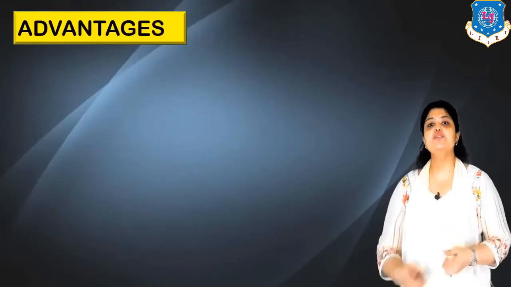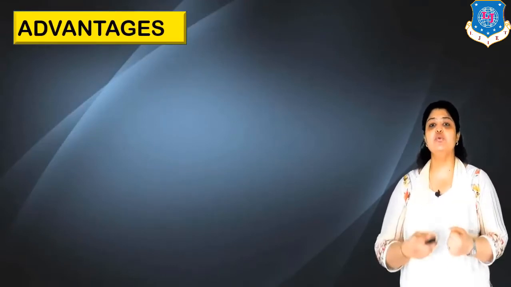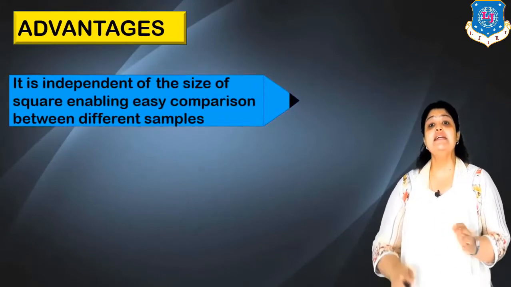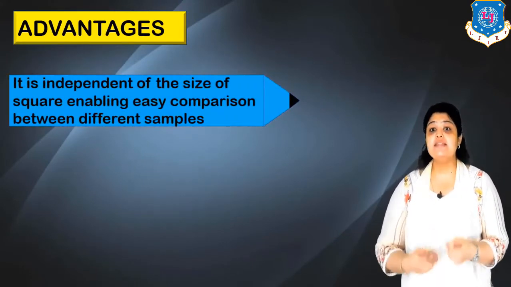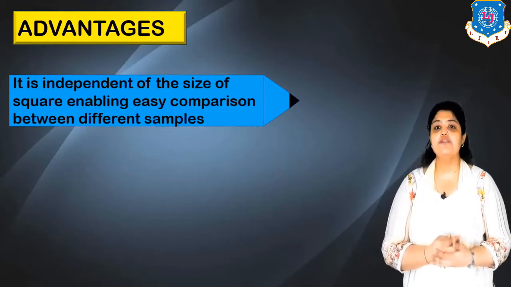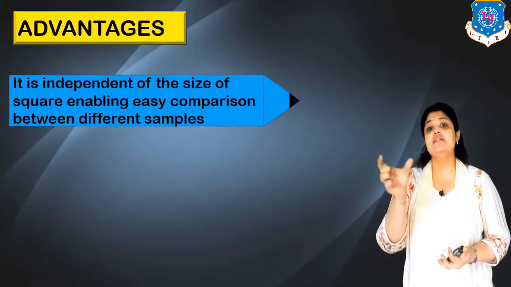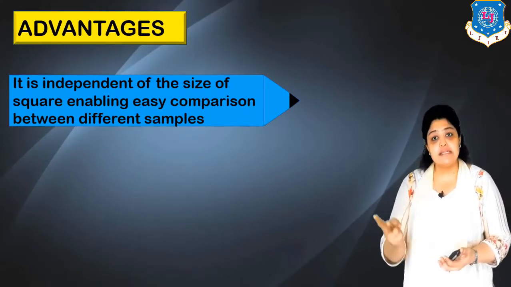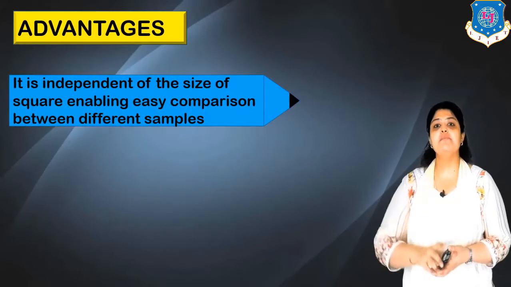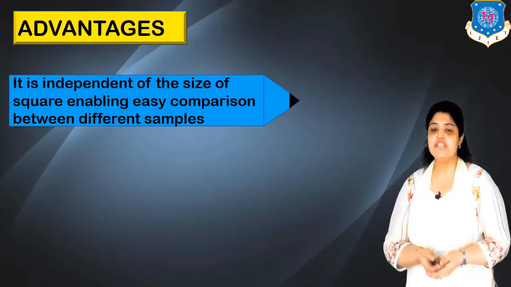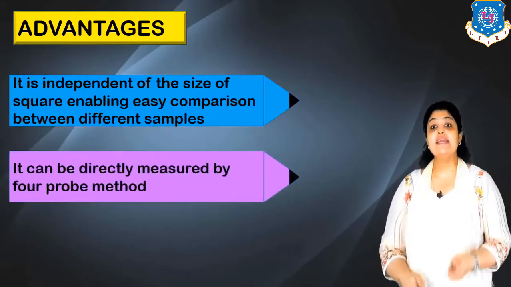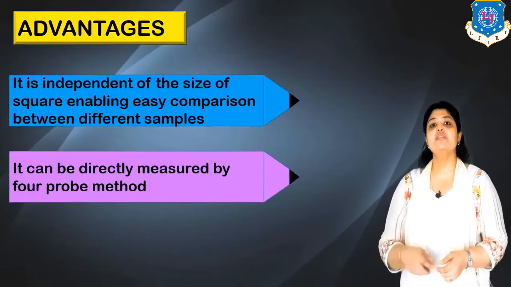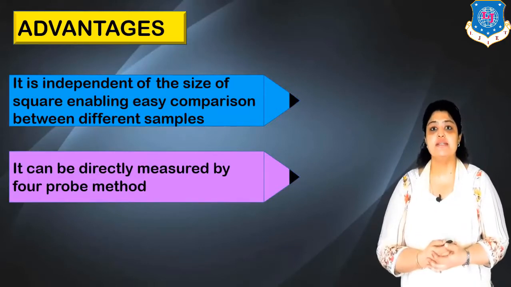What are the advantages of sheet resistance? Why is there a need to measure and define a term sheet resistance? The first advantage is that it is independent of the size of the square, and this enables an easy comparison between different samples. It does not depend upon the squares we have considered in the sample, and that is the reason if we consider two different samples, there is an easy comparison between the two if we are dealing with sheet resistance. Next, it can directly be measured using the 4-probe method. So it's a very easy method using which we can determine what sheet resistance is.